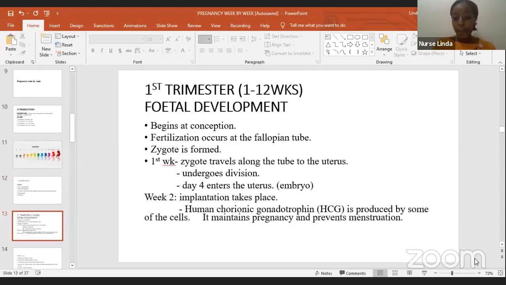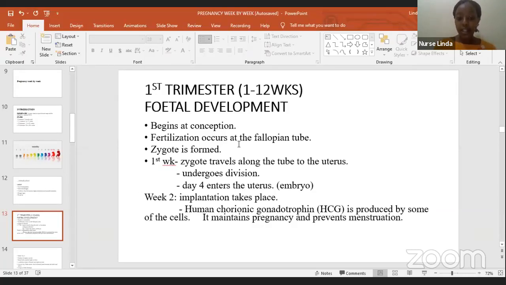So in the first trimester, that is from the 1st to the 12th weeks, begins at where we have conception. And we said conception is where we have the sperm and the ovum coming together to form the zygote. Okay, so at this point we are having the zygote, and it is being formed at the fallopian tube. We came from the ovary, we are now traveling through the fallopian tube so that we get to the uterus. So the fertilization has taken place at the fallopian tube, and the zygote has been formed. So this zygote starts traveling to the uterus along the tube.